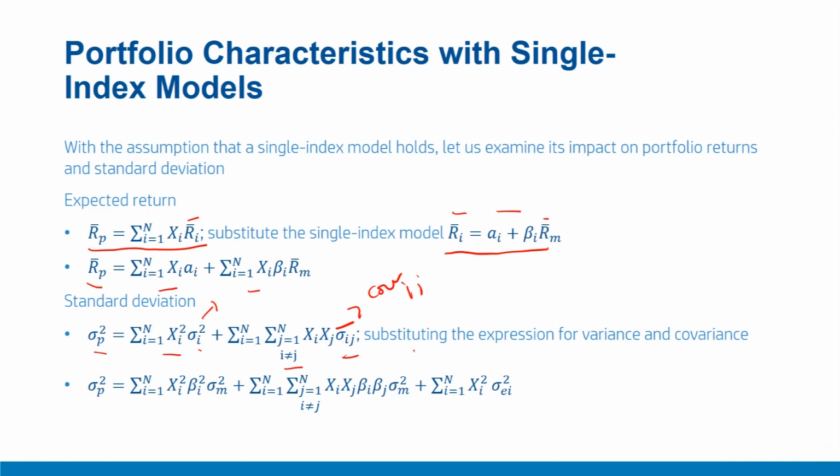Now, substituting the expression for variance and covariance in the presence of single index models, as we saw earlier, the resulting expression becomes sigma p square equal to summation, i equal to 1 to n, xi square beta i square sigma m square, plus summation, i equal to 1 to n and j equal to 1 to n, where i not equal to j, xi xj beta i beta j sigma m square, plus summation, i equal to 1 to n, xi square sigma ei square.